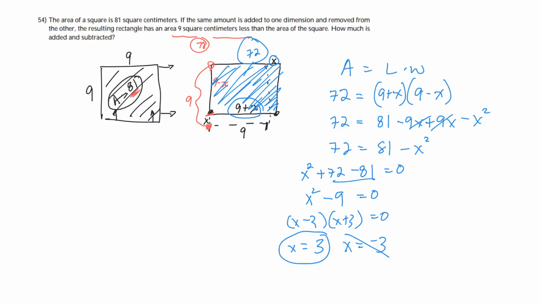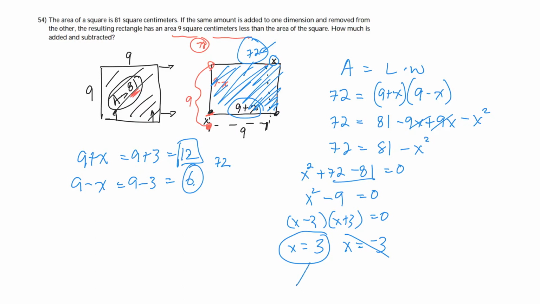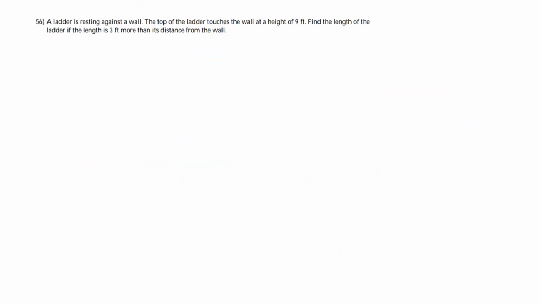And let's just test that out. So the sides were, one was 9 minus x and one was 9 plus x. If one side is 9 plus x, that would be 9 plus 3, so it would be 12. And the other is 9 minus x, so it's 9 minus 3, that would be 6. 12 times 6 does give you 72. So that would be the correct area. So there you go. How much is added or subtracted? 3 centimeters.